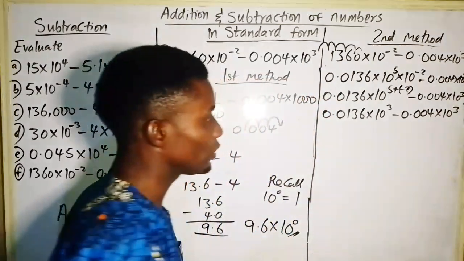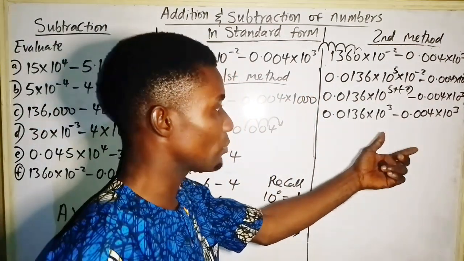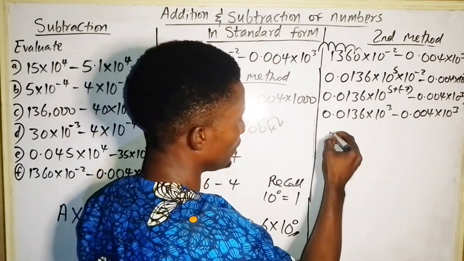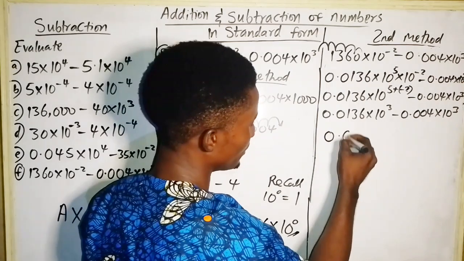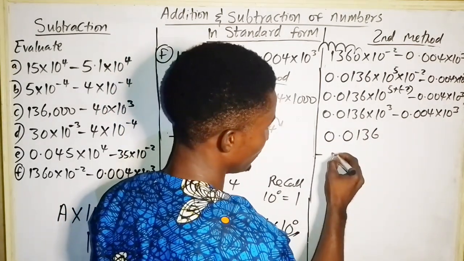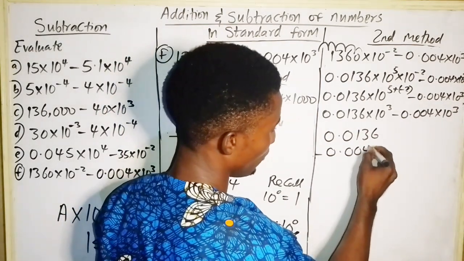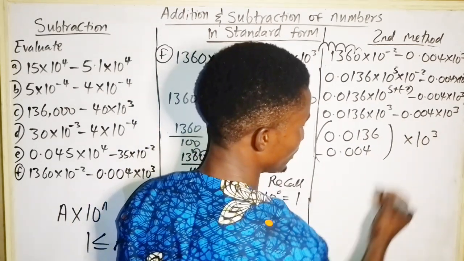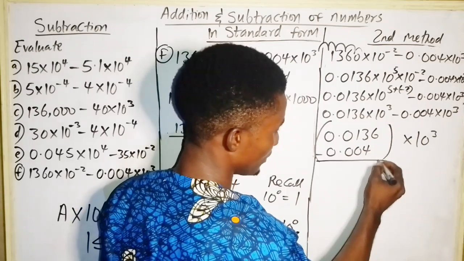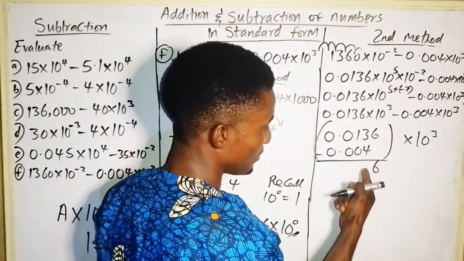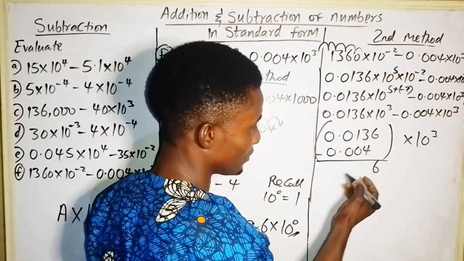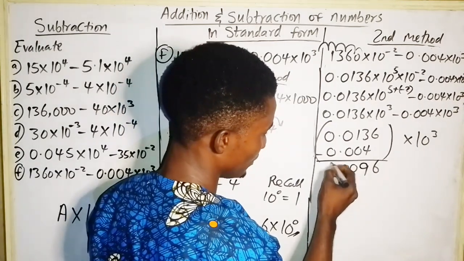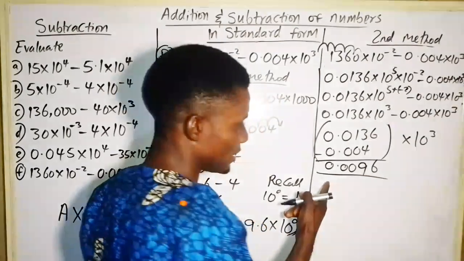Now we've adjusted the exponent to be the same. So we're having a common factor here, which is 10 raised to power 3. So let's subtract. We're going to be having 0.0136 minus 0.004 times 10 raised to power 3, which is the common factor. So let's subtract. 6 minus nothing is 6. 3 minus 4 is not possible, so we have 13 minus 4. That will give us 9, 0, 0, 0.0. So this number is not yet in standard form.